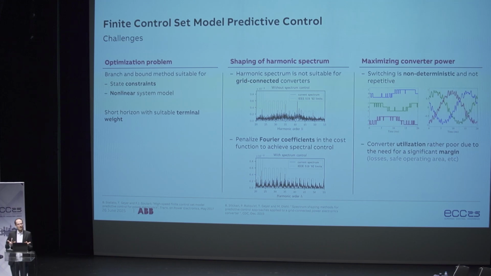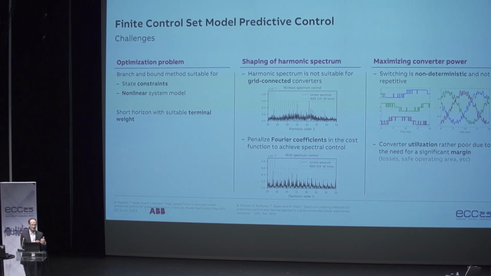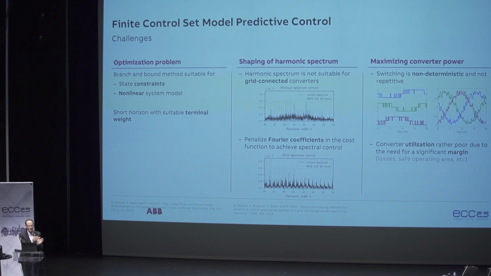So the utilization is rather poor, and that means you need to add a significant margin, because when you sell a converter, you effectively make a promise to your customer that the converter will be able to do certain things, achieve certain powers, certain currents. And if you want to achieve that under all circumstances, you might have to oversize your converter so that it at least achieves what you have promised. So I believe this is the main disadvantage of this method, and maybe also the main challenge.